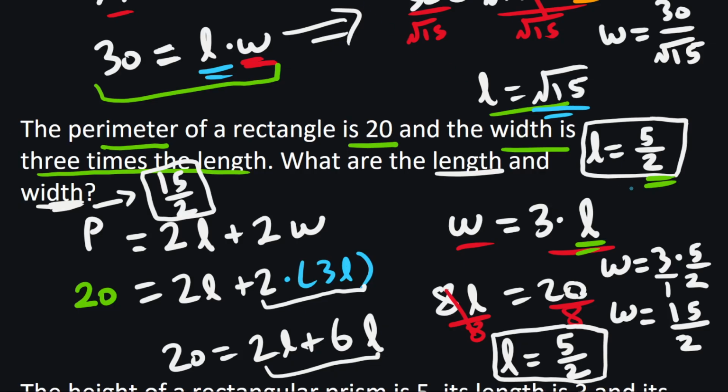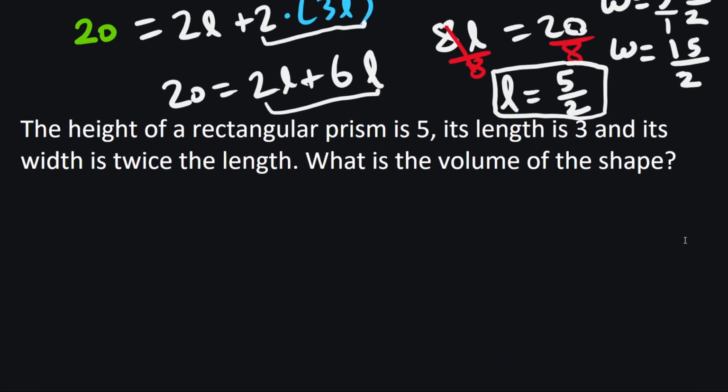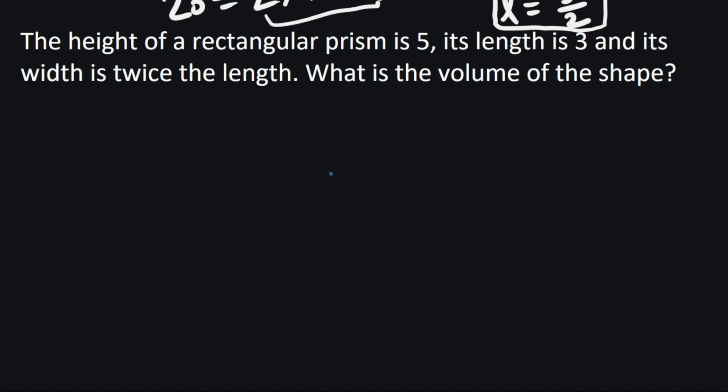So we found our length, 5 over 2. We found our width. It's 15 over 2. And that is how we solve perimeter problems. And let's go ahead to this last one. So this problem reads, the height of a rectangular prism is 5, its length is 3, and its width is twice the length. What is the volume of the shape?